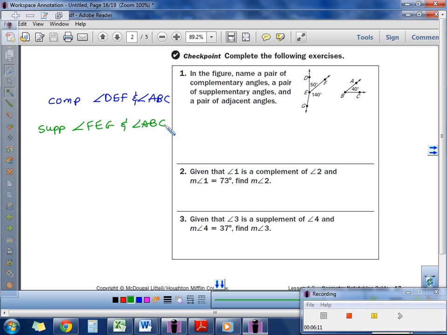The last one says a pair of adjacent angles. So adjacent means what? Stuck together side by side. Oh, so those would be these two over here, the 50 and the 40. We just have to name them. I would say angle DEF and angle FEG.